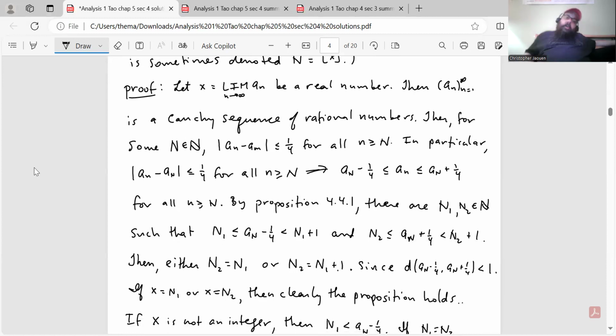All right, here's my proof. Let x = lim a_n be a real number. Then a_n is a Cauchy sequence of rational numbers. Then for some natural number N, the absolute value of a_n − a_m can be made less than or equal to 1/4 for all n ≥ N. In particular, |a_n − a_N| ≤ 1/4 for all n ≥ N implies that a_N − 1/4 ≤ a_n ≤ a_N + 1/4 for all n ≥ N.